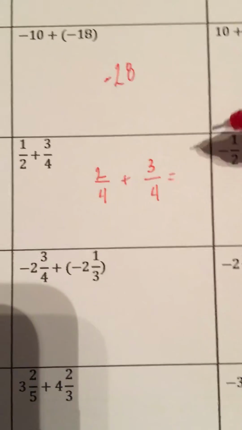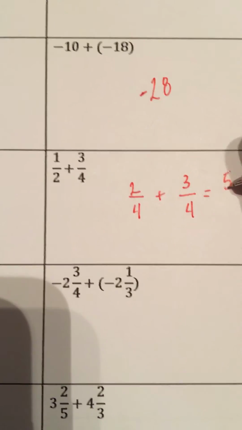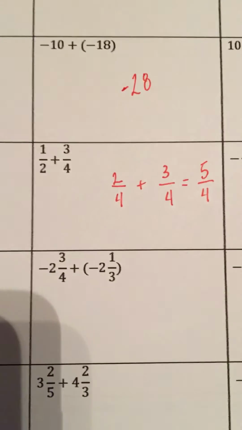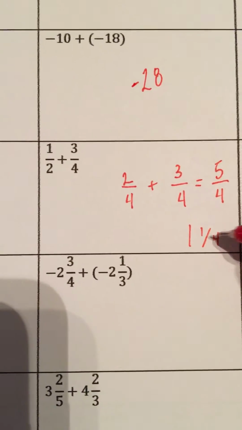Now you can add your numerators. Positive plus positive is still positive. So 5/4, which simplifies to 1 and 1/4.